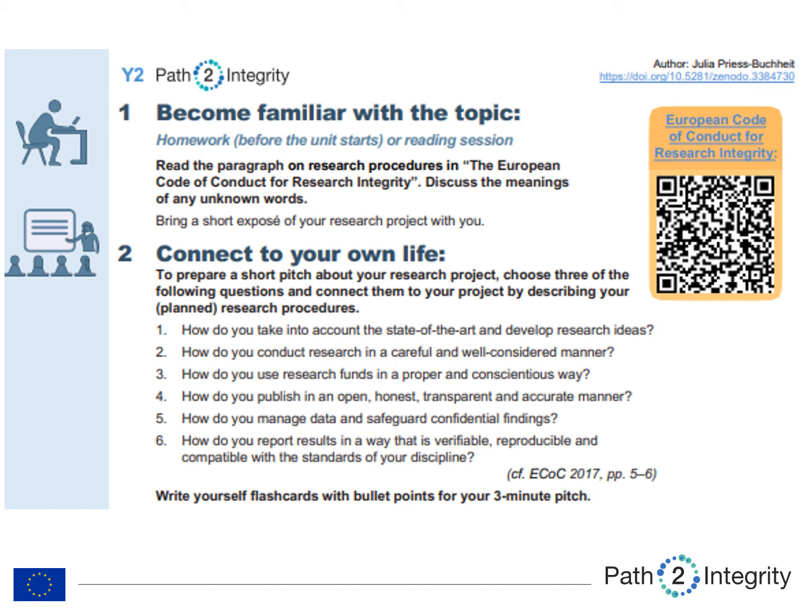The next step is a task to be completed in the classroom. The aim here is that the learners connect the topic to their own lives. In this example, the learning card is designed for young researchers, and they should prepare a short pitch about their own research project. For this, they choose 3 of the questions and prepare answers for a 3-minute pitch.